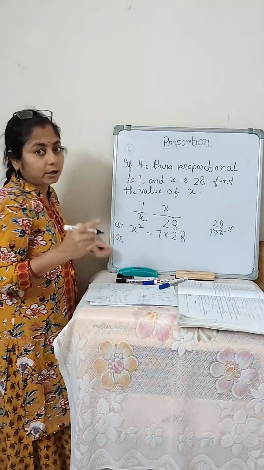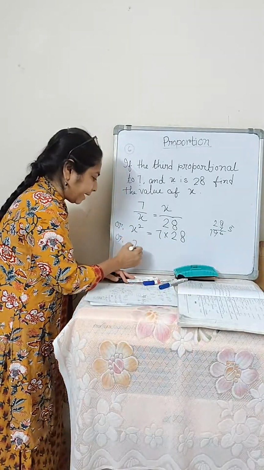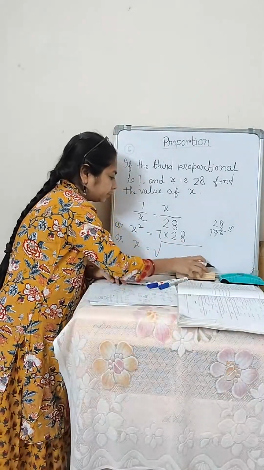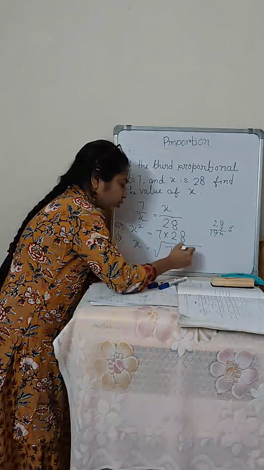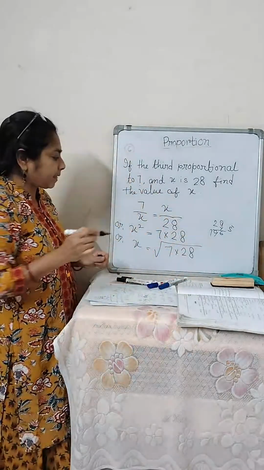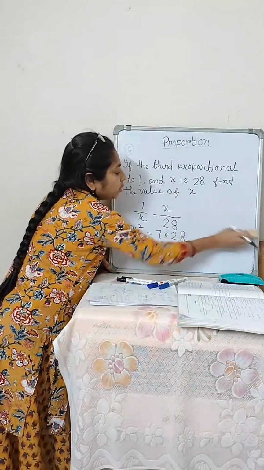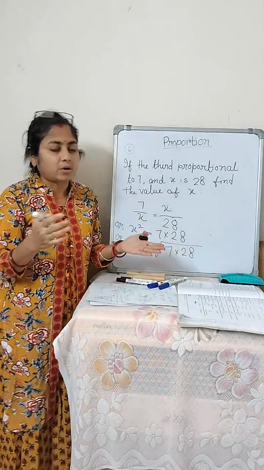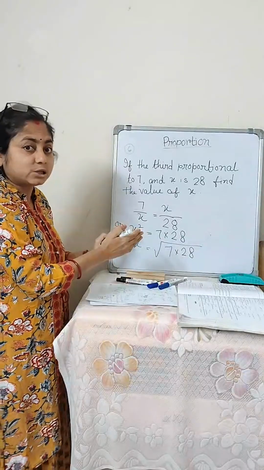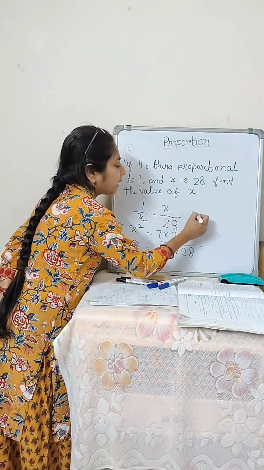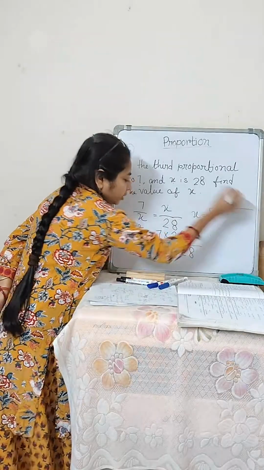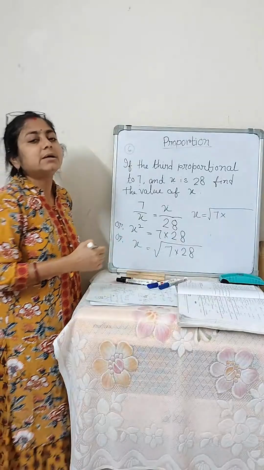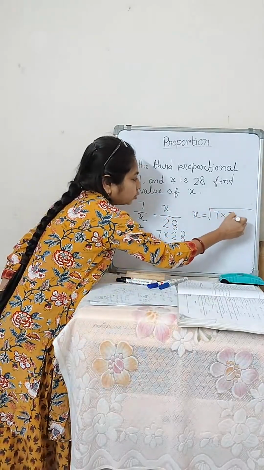Okay. So how can I find out the x value? I write x and I make a root sign here, root of 7 into 28. Now listen one thing. You can multiply and then you find out the root, but it is a very big process, so do not do it this way. Focus in this way. How can I write? x is equal to root of 7, and 28, how can I write? 7 into 4.